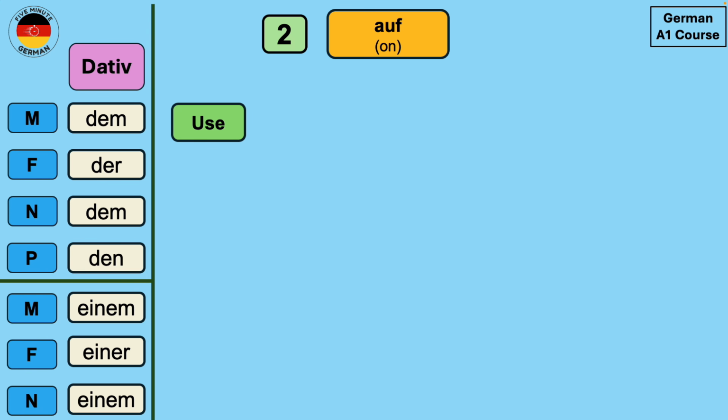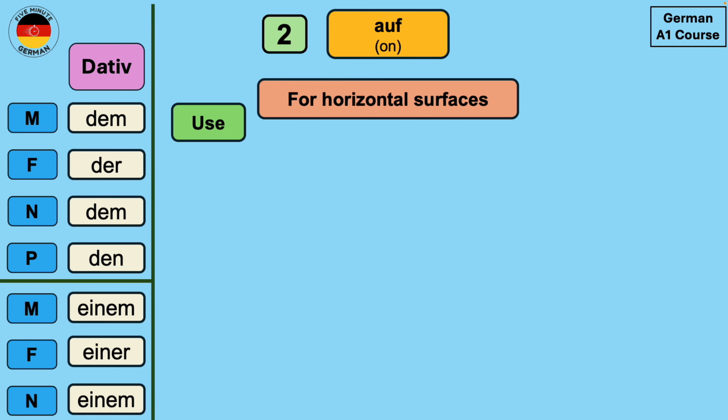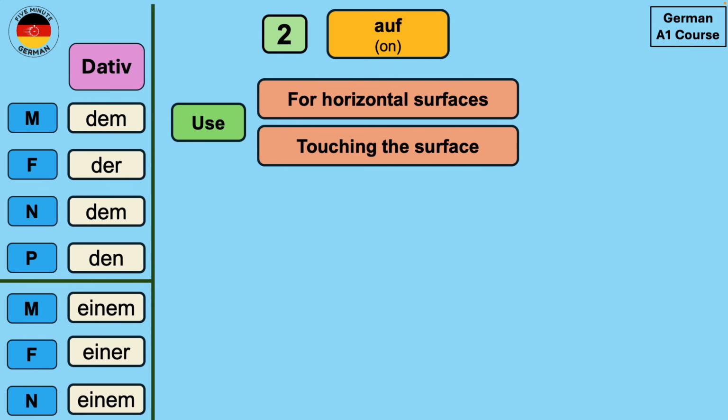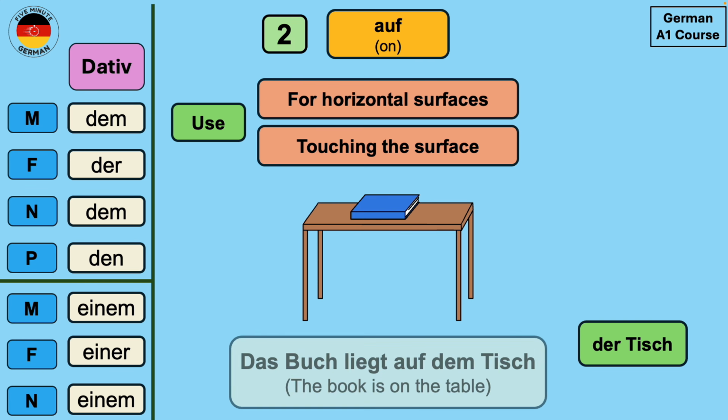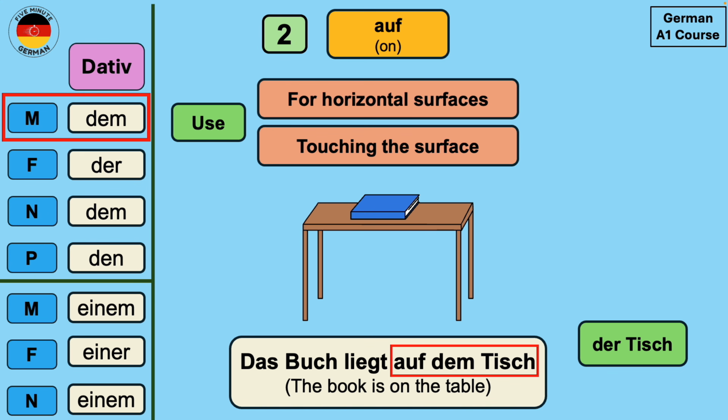Now this is used when we are talking about something which is on a horizontal surface and this object is also touching the surface. So let's take the example of this book which is placed on the table. You see that the table is a horizontal surface and the book is also touching the table. So we will say, das Buch liegt auf dem Tisch. The book is laying on the table or is on the table. So liegt is the conjugation of the verb liegen, which means to lie horizontally on something. And you see we have used auf dem Tisch over here to describe the book which is on the table.